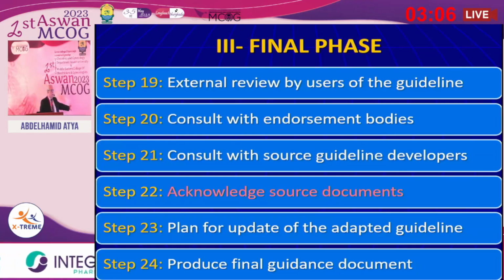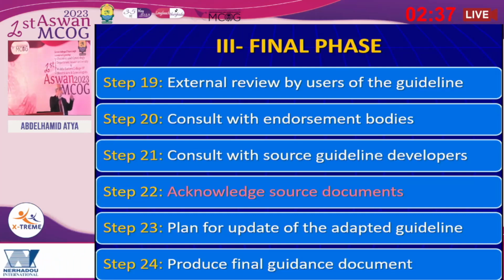Finally, this is the final phase and the final slides. External review: you send it to all the people to review it, so that they give you feedback and they have a sense of ownership. Consult with the endorsement body, with the departments that we are going to apply this guideline at. Consult with the source guideline developers. Some source guideline developers put a copyright, so you may ask their permission to use the guideline.